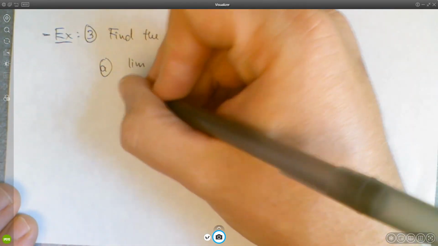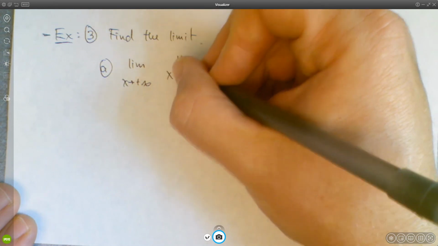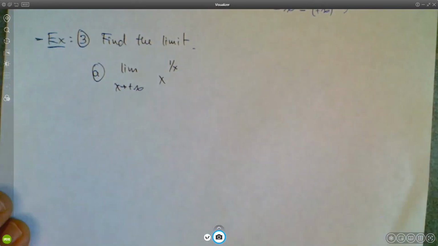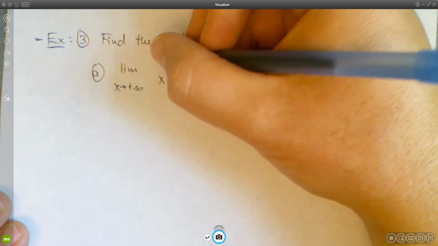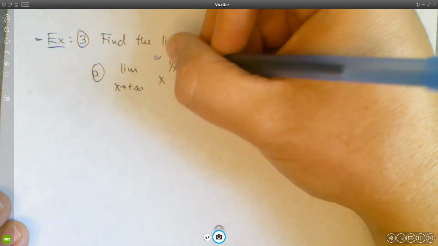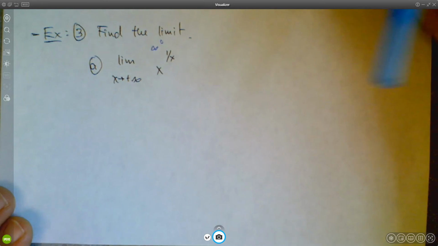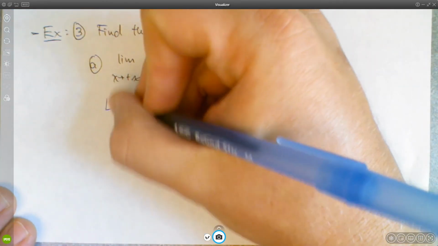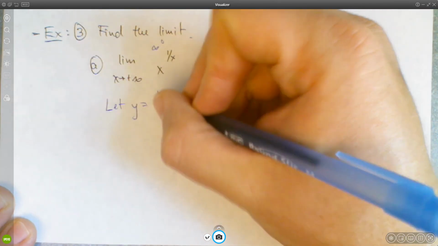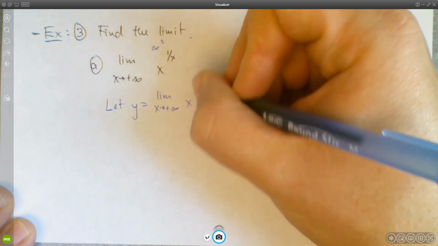So let's do the limit as x approaches positive infinity of x to the 1 over x. Okay, if we plug in infinity, we're going to get infinity to the 0, right? So this is an indeterminate of the form infinity to the 0. So here's what we do with these. We're going to say let y equal the limit as x approaches infinity of x to the 1 over x.